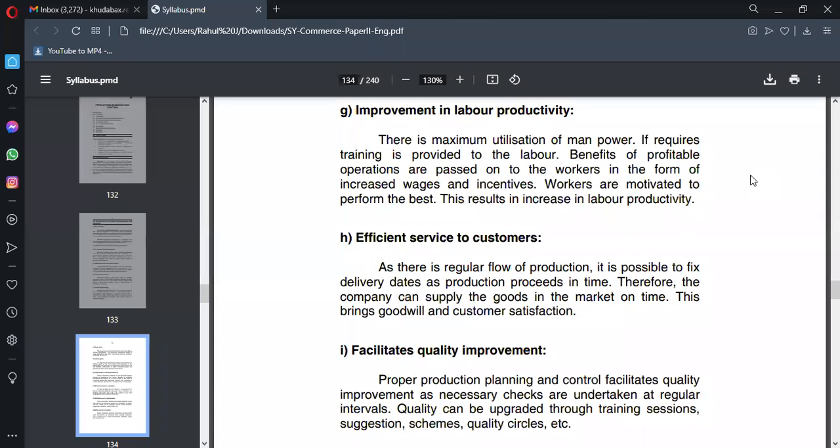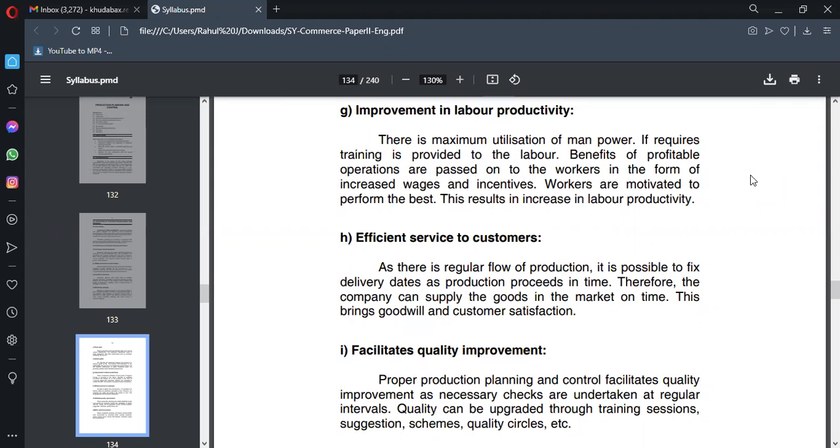Efficient services to the customers. We should also provide efficient service to our customers, because customers are the one who will be purchasing our goods, who will be buying our goods or services. So quick and efficient services should be given to our customers. Delay jitna karoge utna kya hoga? Customers will switch to the competitors.